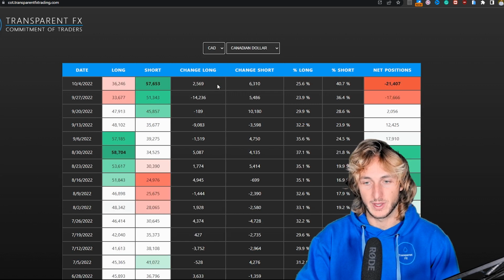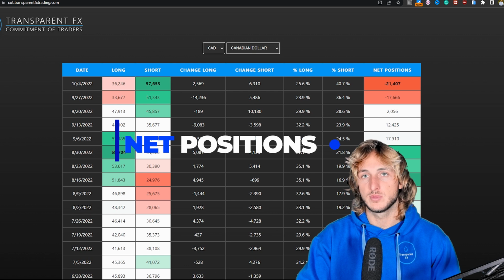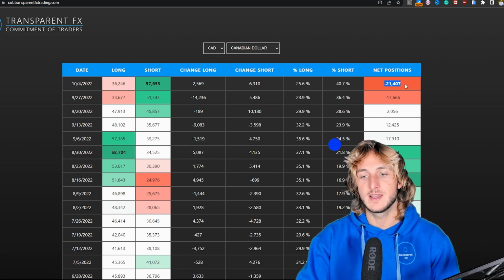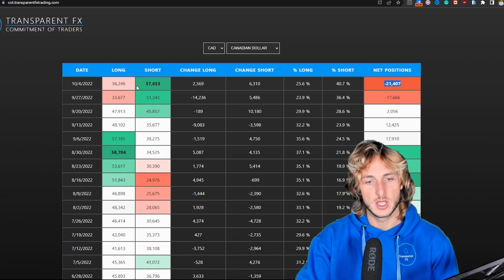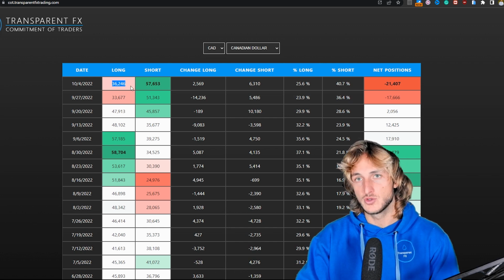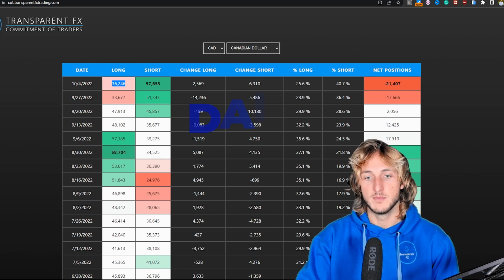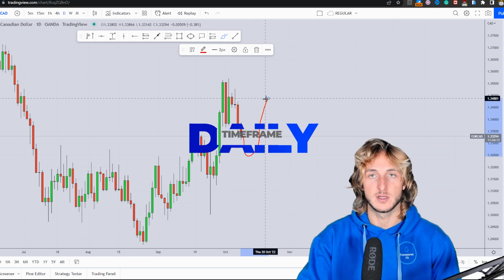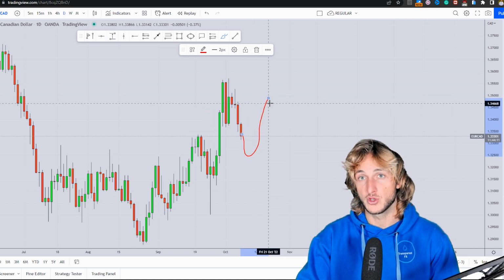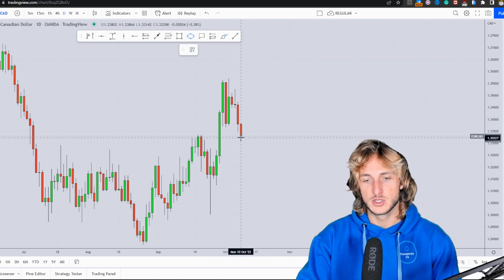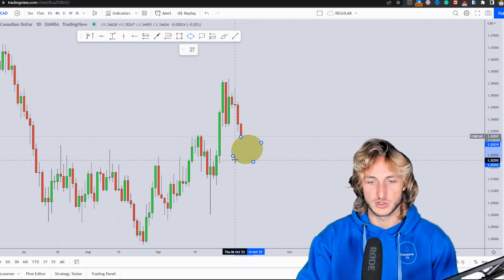Now, if we go and see what we have on the CAD, we can see how we had the complete opposite. We went from a positive net positioning with more longs than shorts to now having a negative net positioning with minus 21.4k net positions with 57.6k shorts compared to only 36k longs. So the CAD is currently getting quite bearish and the euro is getting quite bullish, meaning that EURCAD could definitely create a rejection to the upside, because a strong euro and a weak CAD is exactly what we need for a rejection higher. So that is how we could be approaching this potential move to the upside.